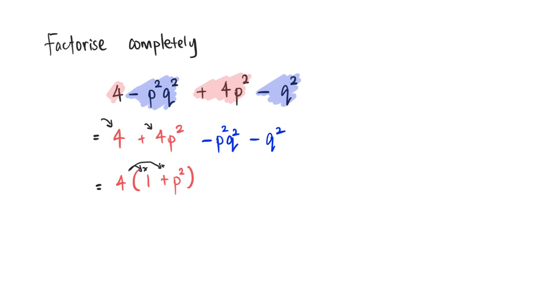Okay, so in the other two terms, I will have negative q square out and I'm left with p square plus 1. One plus p square, plus 1, they are the same. Therefore, I am going to take them out as the common factor, and I have 4 minus q square out.